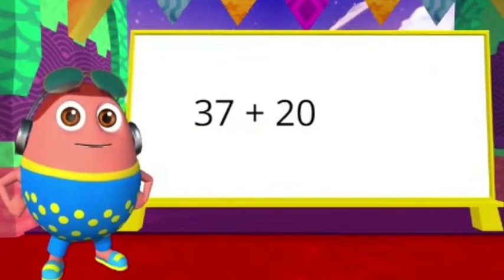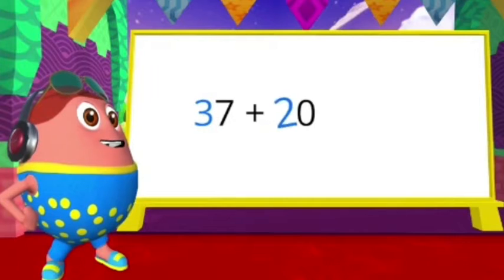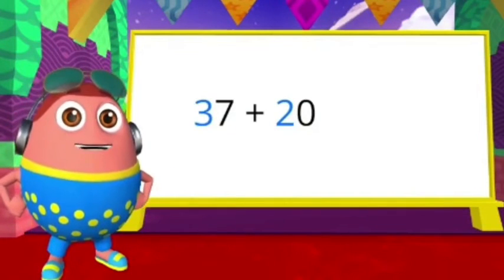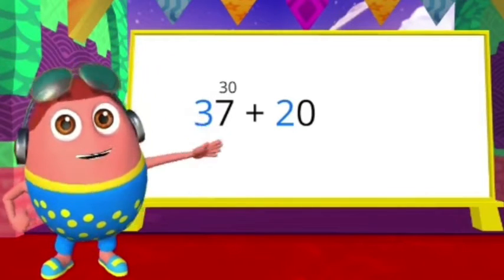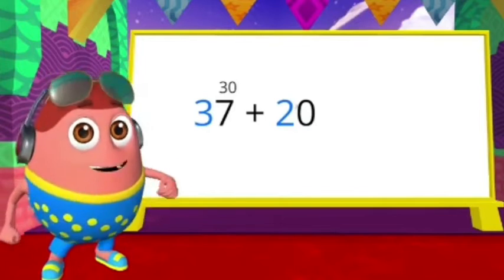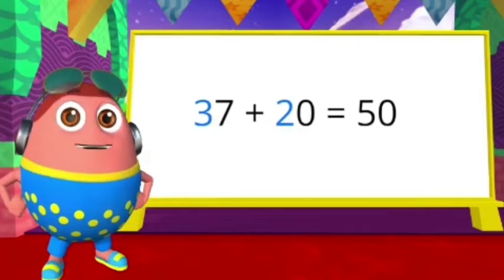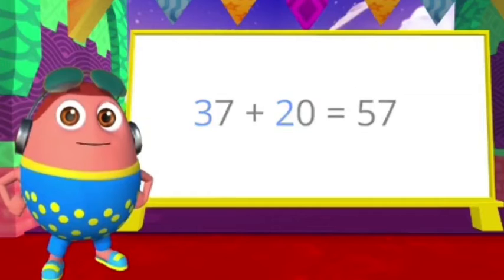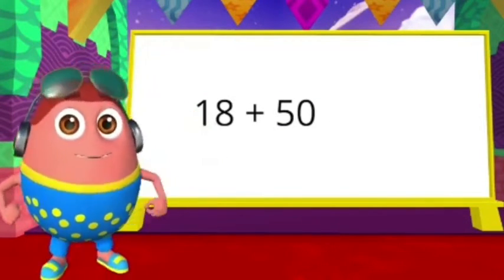Now, let's look at 37 plus 20. As the 3 and the 2 are tens, there is a nice shortcut that allows us to simply add the tens first. That means all we have to do is add the 3 tens, which makes 30, and the 2 tens, which make 20. This gives us 50. And then add the 7. The total is 57.